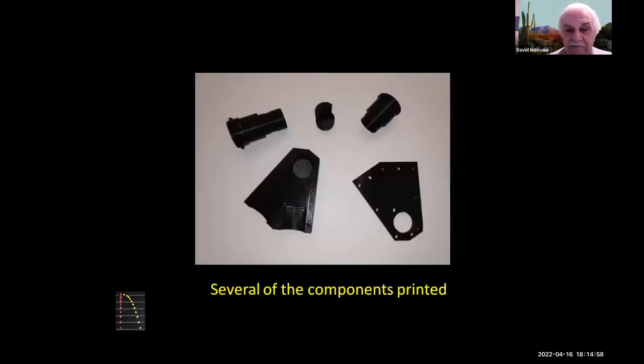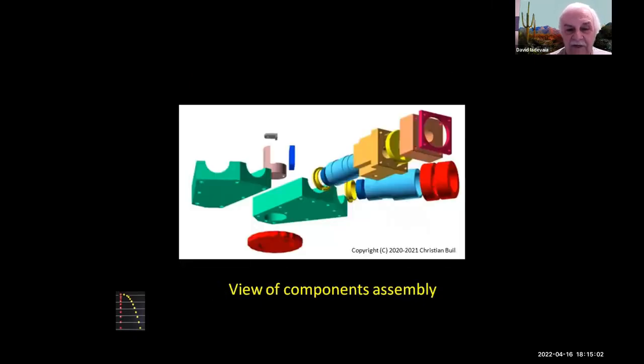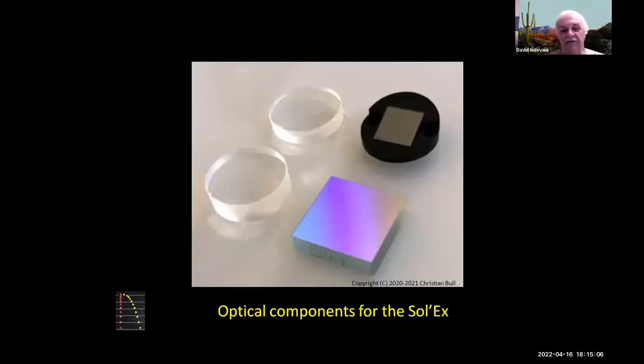These are several of the components before it was assembled. This is a blow up of what everything looks like. And this is the guts of this thing. Okay, we have two lenses. We have a slit that you can't see here, it's very tiny, and a diffraction grating. So these components can be bought individually or as a kit.